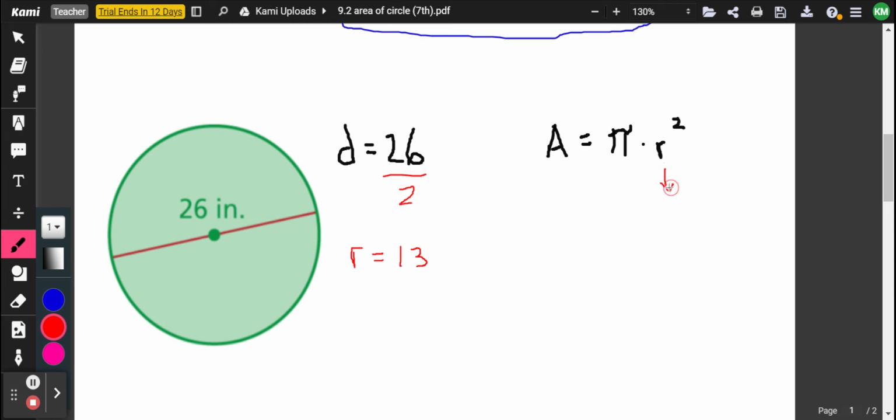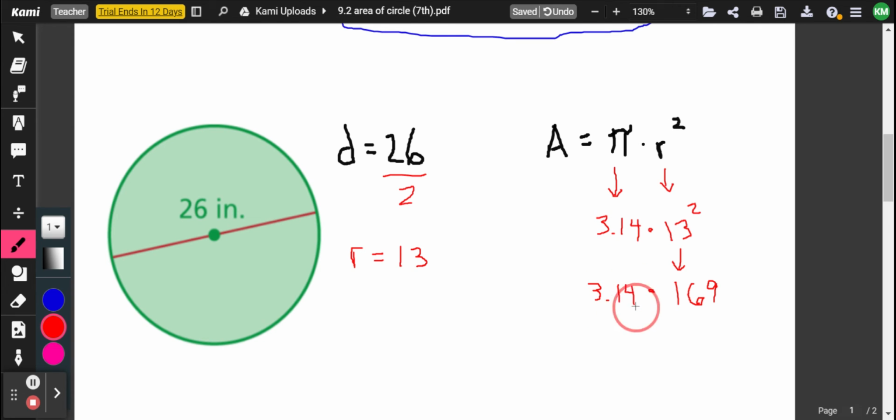So I'm going to plug that in for r. So I'm going to put 13 squared, and we're going to call pi 3.14. So I have 3.14 times 13 squared. We need to figure out what 13 squared is. So 13 times 13 is 169. So now I have 169 times 3.14.